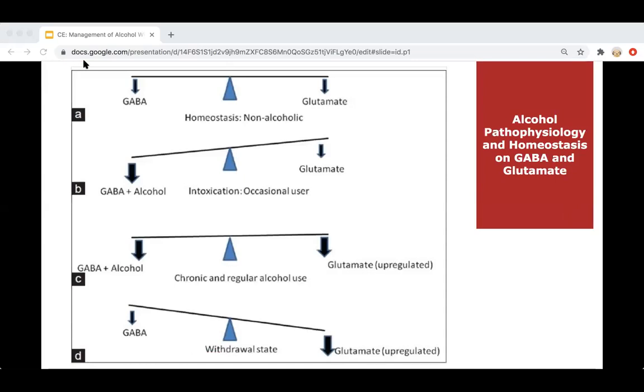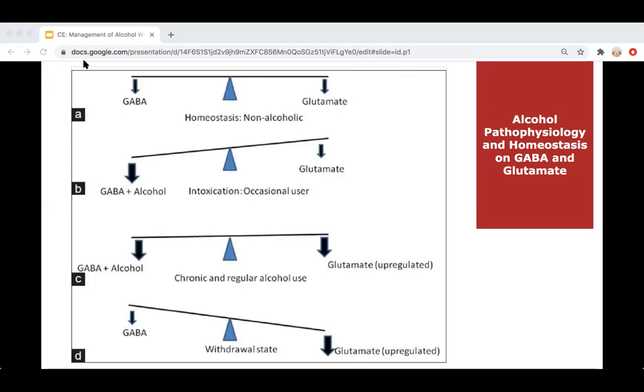With occasional alcohol use, alcohol actually binds to the GABA receptors and can potentiate it. And that's what causes the suppressive effects of alcohol. But the body will compensate for this. Once we stop drinking, it'll rebalance once the alcohol comes off of the GABA receptors, and we're okay.